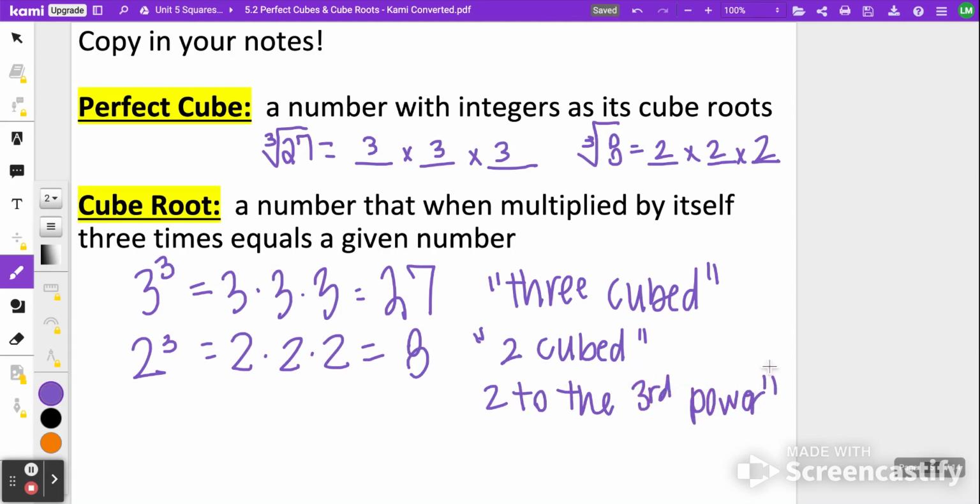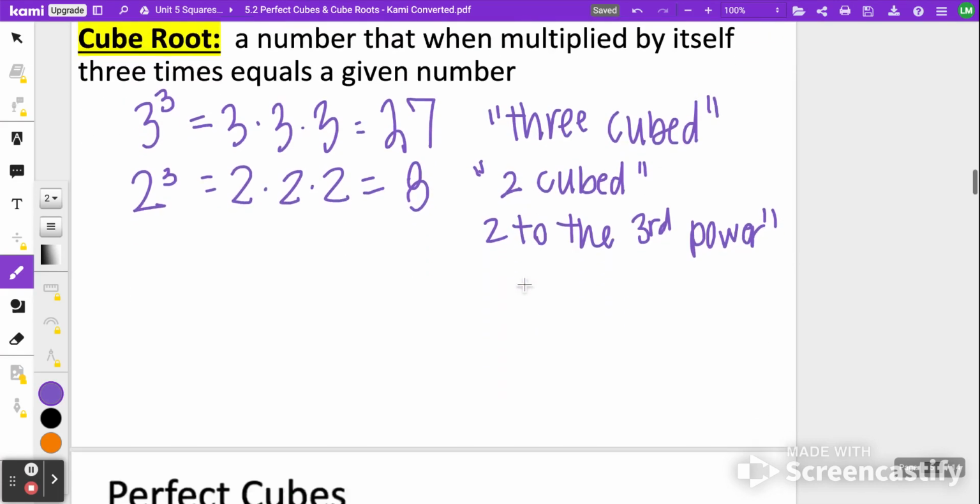Okay, make sure you've got that copied down in your notes, and when you're ready to go on, go ahead and click play to see what comes next.